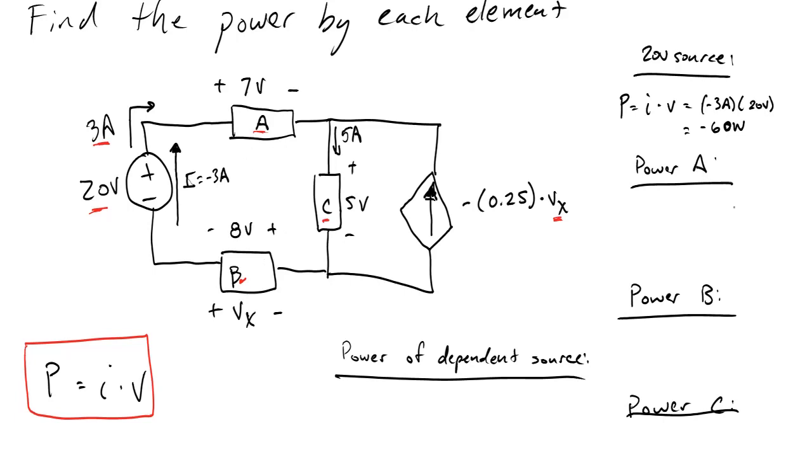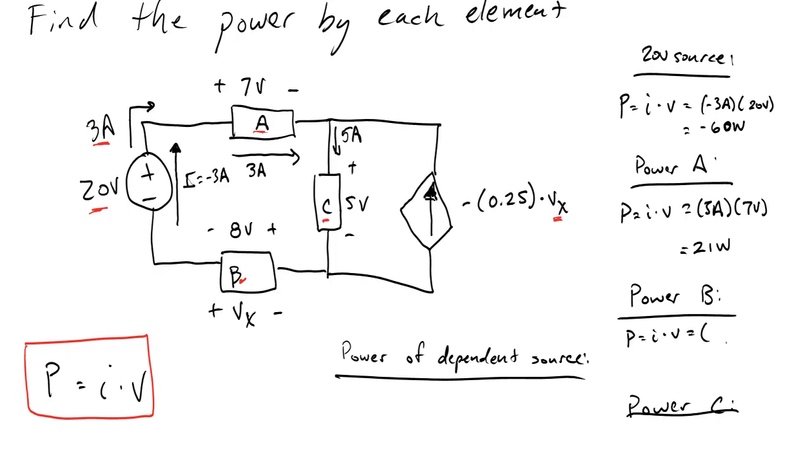Moving along to A, we have P equals IV. We have 3 amps coming in from plus to minus, so all the signs are great. We just need to plug and chug. 3 amps times 7 volts gives us 21 watts absorbed. All right, cool. Let's move along to B. So P equals IV.